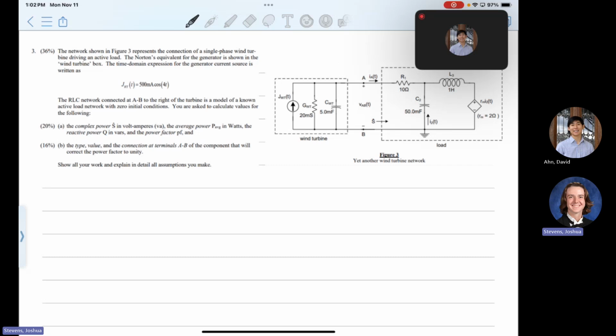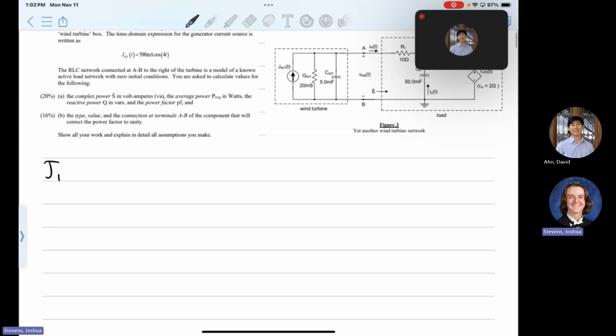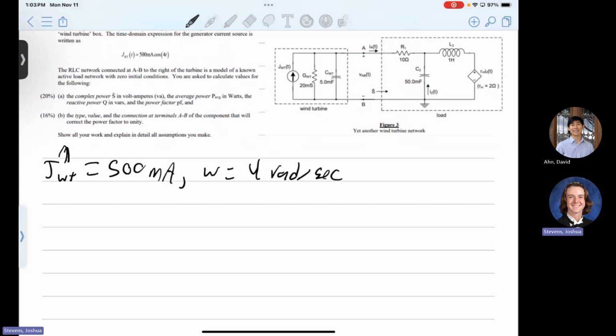Okay. So we're given a current. What does that current tell us? It's a time fluctuating current, right? Put that in the phasor domain. Now, what does the 4 in the 4t represent? Yep. So J phasor equals 500 milliamps, and omega equals 4 rads per second. Do you agree? All right, cool. I'm going to move this over here. So, okay, yeah, that works.